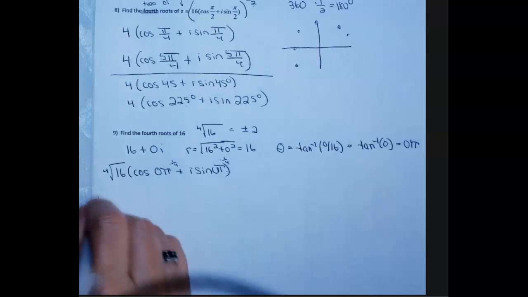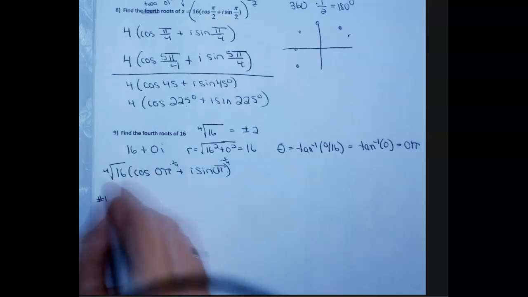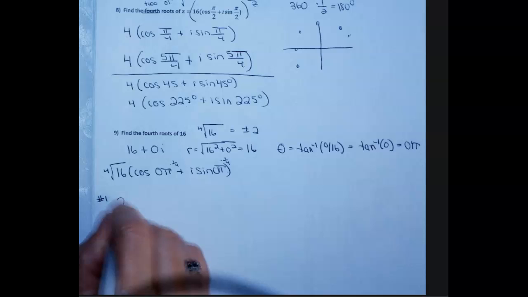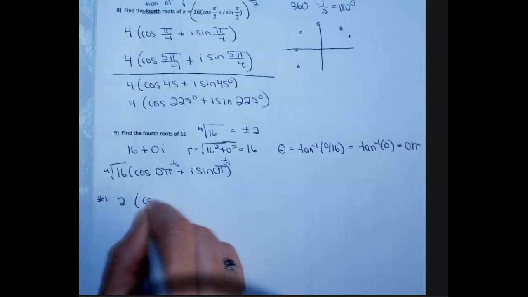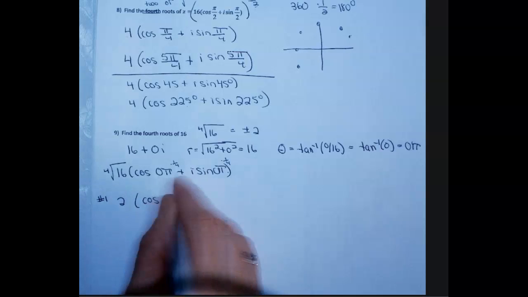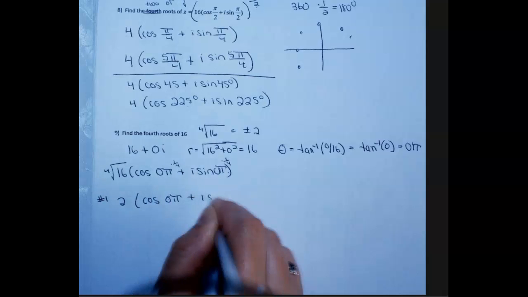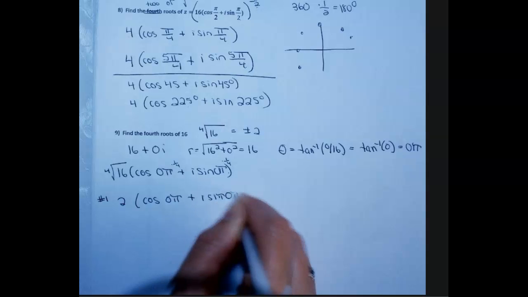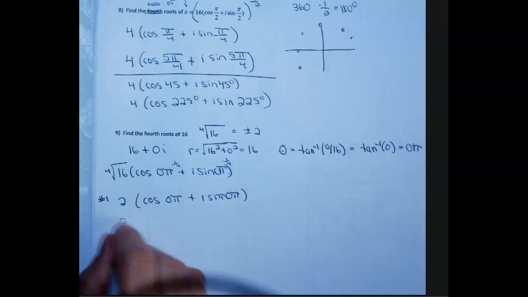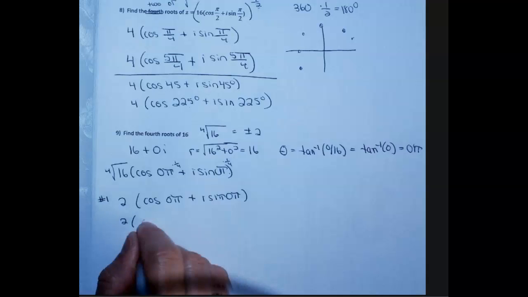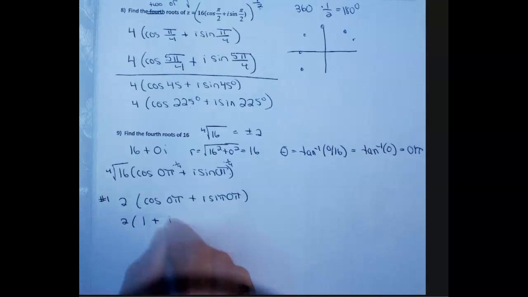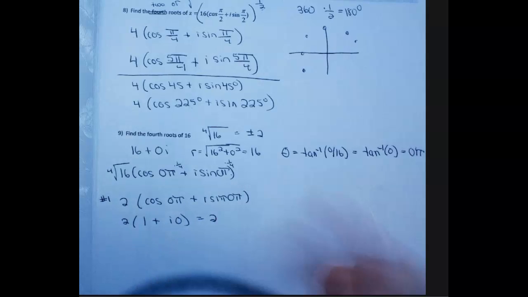Okay, so our first fourth root, the fourth root of 16 is 2. Let's think about this. This becomes cosine of, well, 0 times 1/4 is going to be 0 pi. Same thing over here, that would be 0 pi. So let's simplify that up. Cosine of 0 pi is 1. The sine of 0 pi is 0, and we end up with 2, which is one of the roots that we already knew existed.